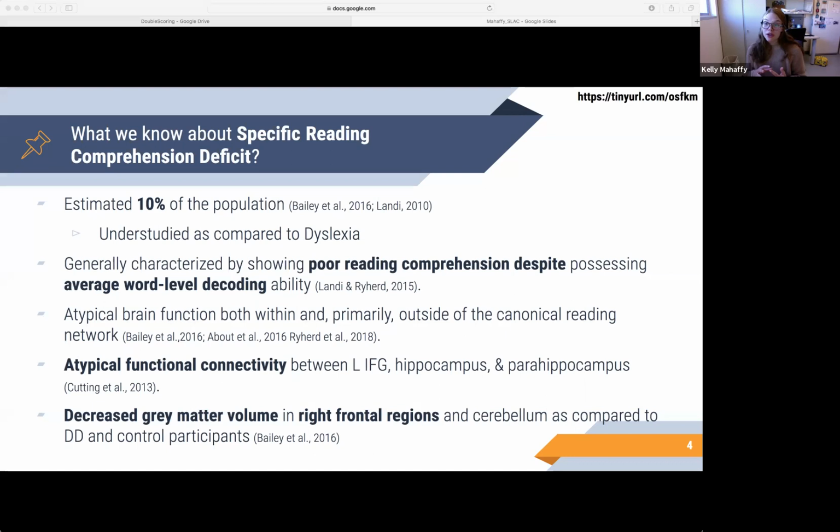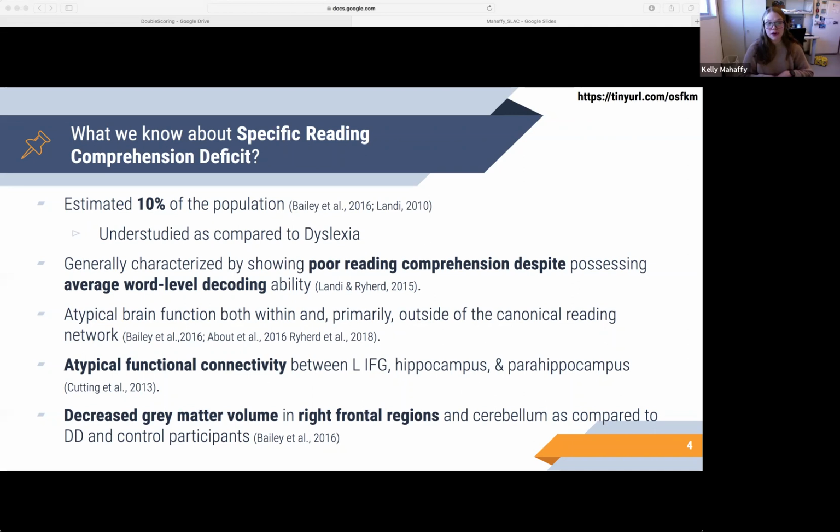There have only been a few imaging studies of SRCD, but we typically see atypical brain function within and outside of the canonical reading network. So unlike dyslexia, where we really see the bulk of the differences in the brain in the left hemisphere, in specific reading comprehension deficit, we see much more bilateral differences as opposed to both readers with dyslexia and typical readers. There have been a few papers exploring specific aspects of these brain differences.